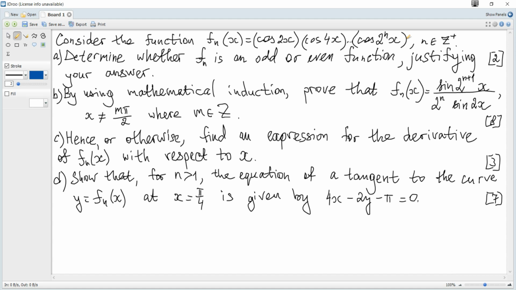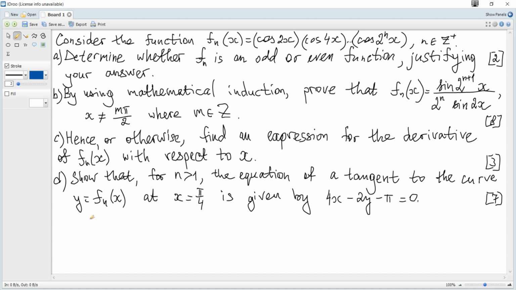Consider the function f_n of x is cosine of 2x multiplied by cosine of 4x, and so on, up to cosine of 2 to the power n x, where n is a positive integer. Determine whether f_n is an odd or even function, just justify your answer.